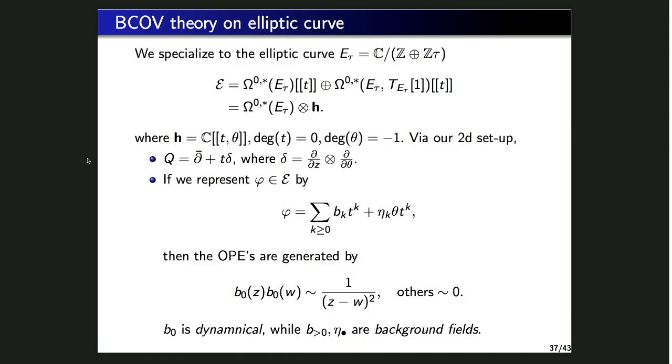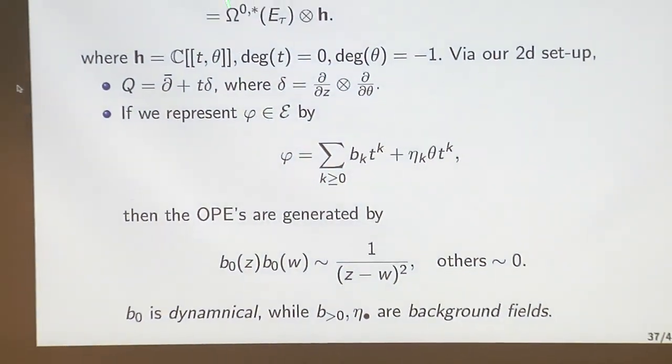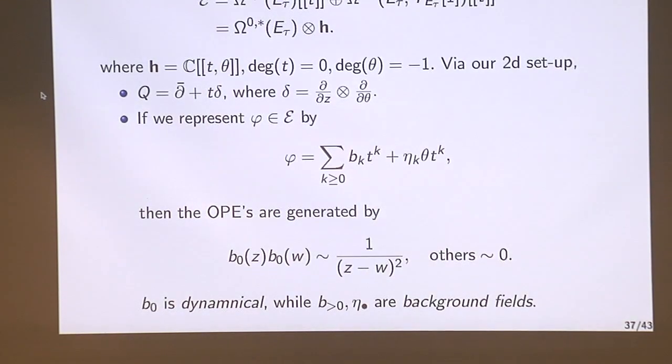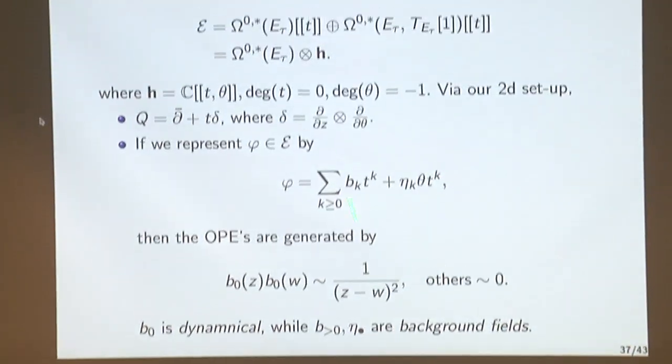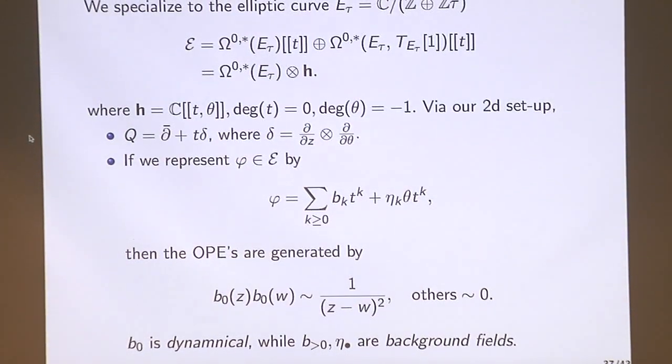We're going to represent an element of this field by the following data. This can be viewed as coordinates on this space. In terms of this expansion, Bk is an element of the double complex. Eta k is also an element of the double complex. So this is how we parameterize the space. We think about this Bk and eta k as something like a field.